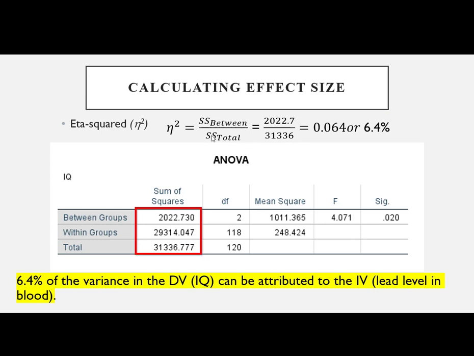This is calculated by taking the sum of squares between from the output and dividing it by the sum of squares total. You get the same exact thing, but the difference is in the interpretation. Before it was just this weird benchmark, like Cohen's d. You just have to go on faith that those are the benchmarks, but here what it stands for is that 6.4%, so if I move this over 2 places to get a decimal, 6.4% of the variance in the dependent variable, which was IQ, can be attributed to the independent variable, which was lead level in the blood.